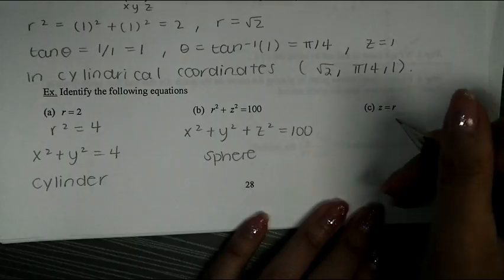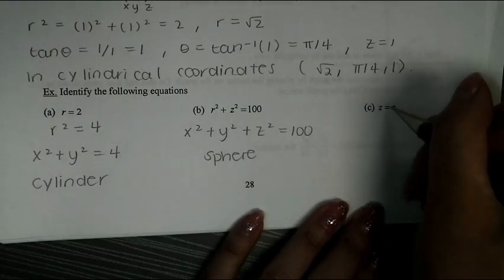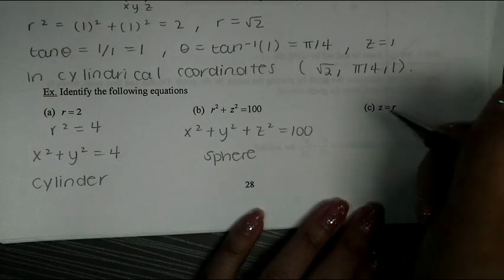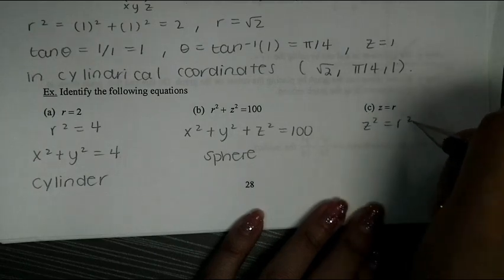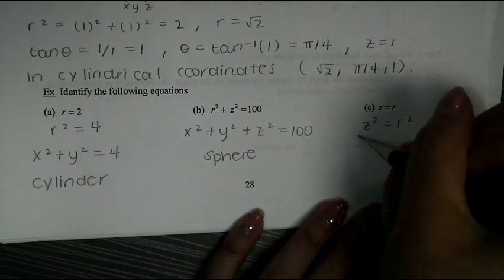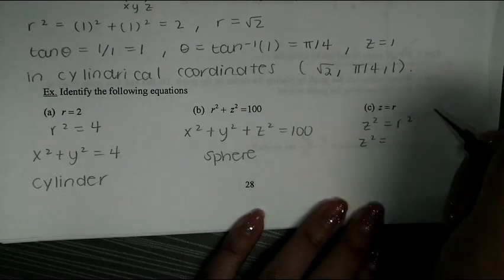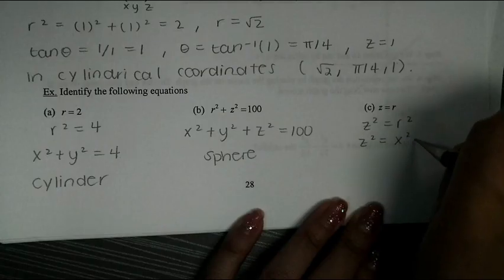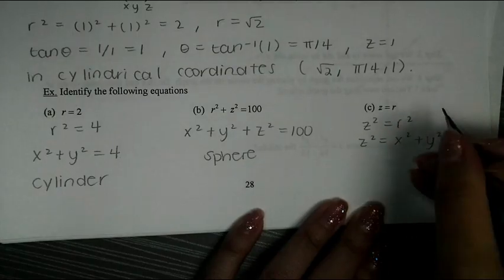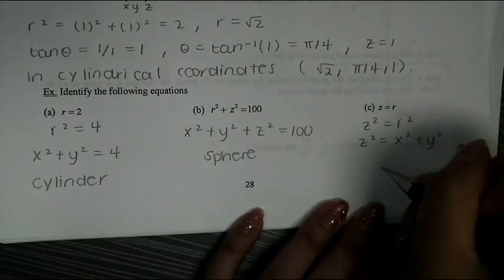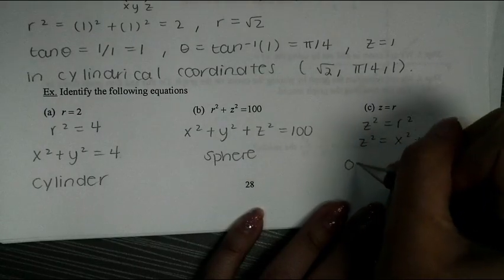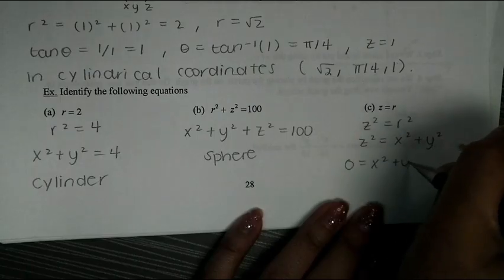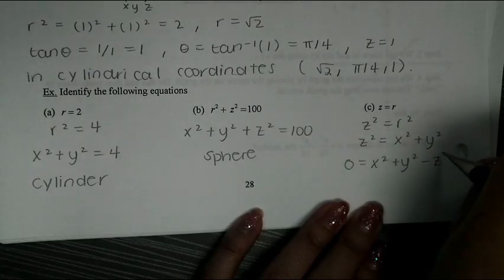Now you're going to tell me, what are we going to do with this one? Well, since you don't see anything, the r squared can give you something. So I square both sides, and you have z squared is equal to r squared. Then z squared stays as z squared, but r squared is x squared plus y squared. Do you agree with that? Now, let's say that you're like, I don't see it. So move everything to one side. You have 0 is equal to x squared plus y squared minus z squared. What do you have there?